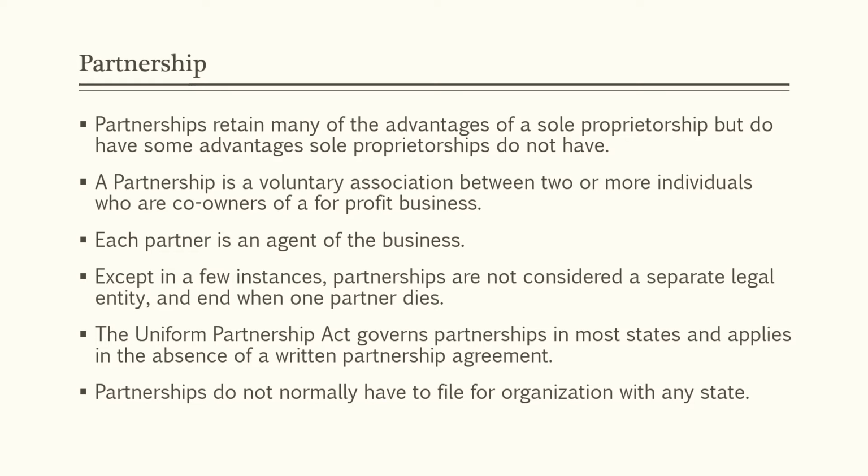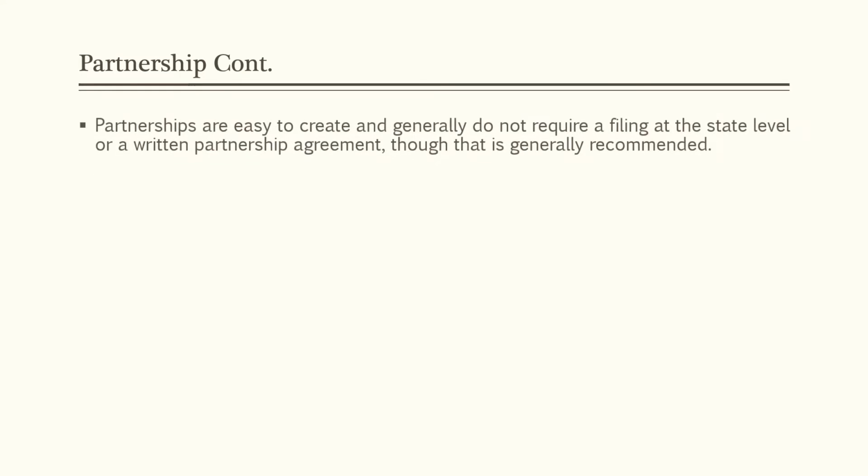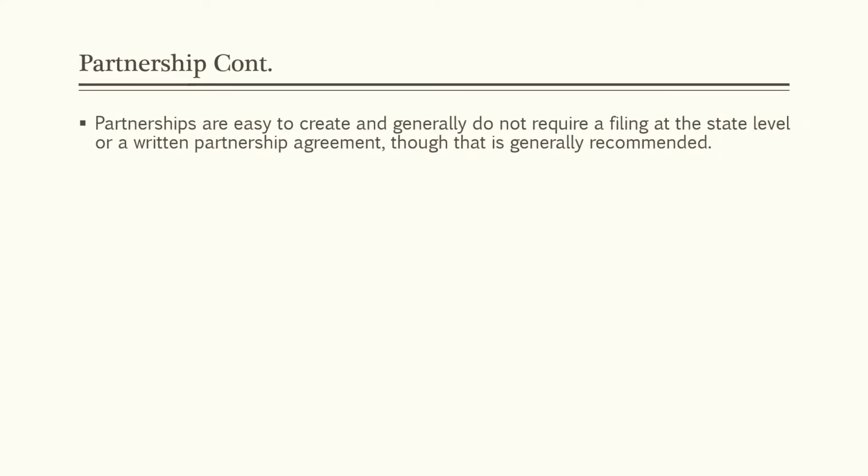The attributes of a partnership are statutory in Kansas under the Kansas Uniform Partnership Act, which is in Chapter 56A of the Kansas statutes. In Kansas, partnership filings are optional and are not mandatory. Partnerships are easy to create and generally do not require a filing at the state level or a written partnership agreement, though that is generally recommended.